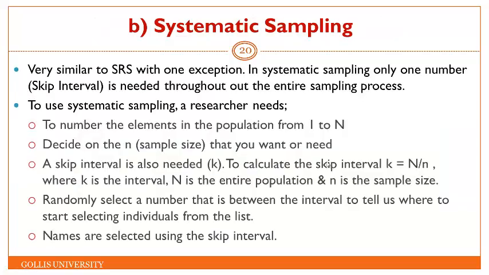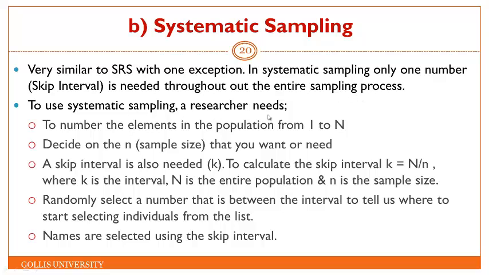Number two, we have systematic sampling. Under systematic sampling, we say it is very similar to simple random sampling, only with one exception. In systematic sampling, only one number, which we call the skip interval, is needed throughout the entire sampling process.